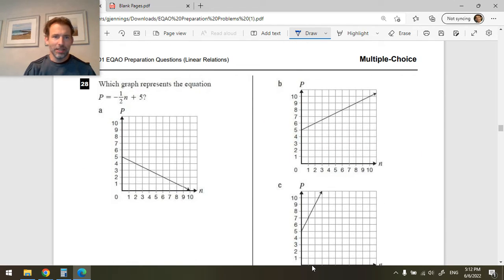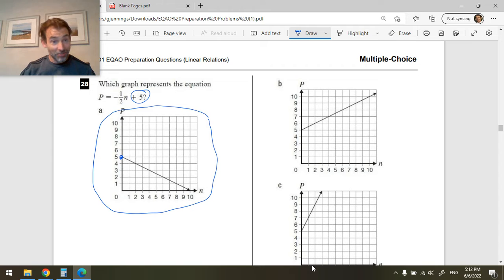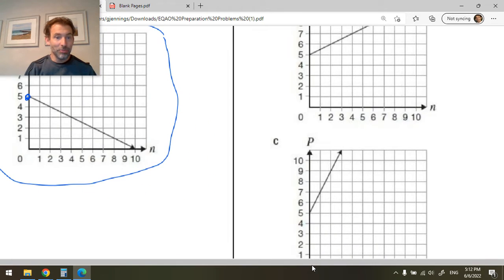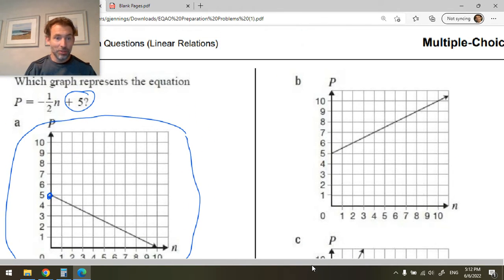All right, 28. Which graph represents the equation P is equal to negative 1/2 n plus 5? Oh, this looks pretty good. Yeah, this one is correct. Okay. How do I know that so quickly? First, I look at the B value, 5, and I notice that it's crossing the y-axis at 5. Good. And then I check the slope. This indeed has a negative slope.